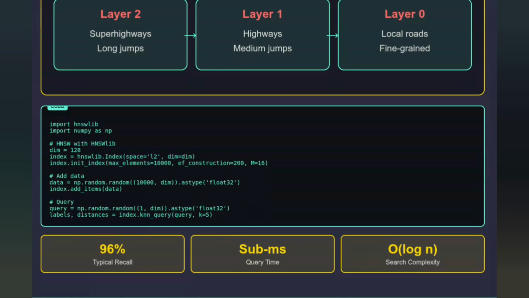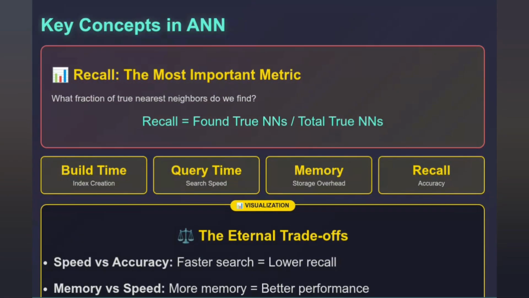HNSW often provides the best balance of speed, accuracy, and memory usage, which is why it's become increasingly popular in production systems. Before we dive into choosing the right algorithm, let's cover some key concepts that apply across all ANN methods. Recall is the most important metric. It measures what fraction of the true nearest neighbors we actually find. A recall of 0.95 means we find 95% of the true nearest neighbors.